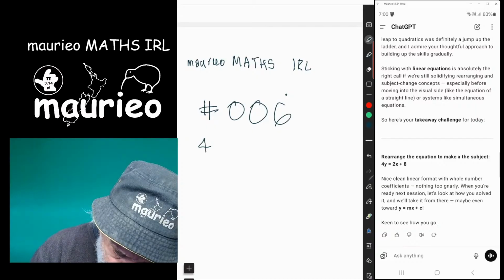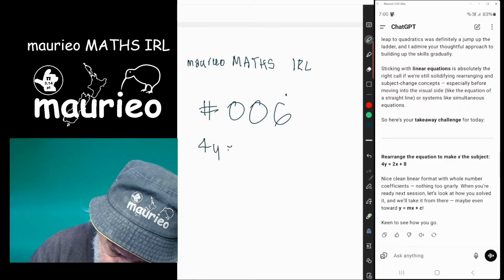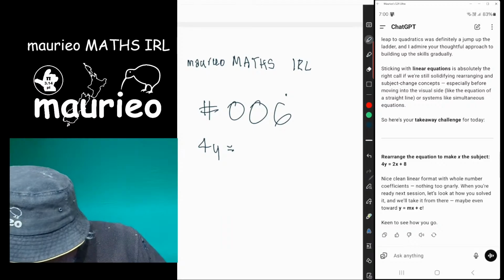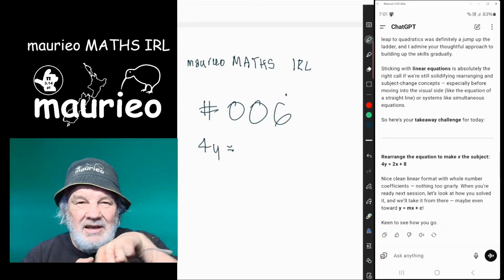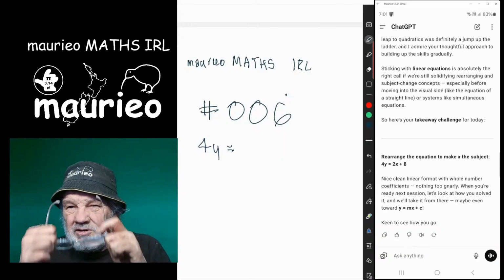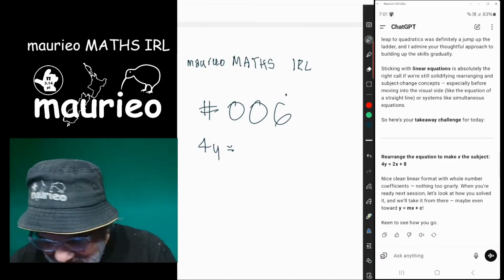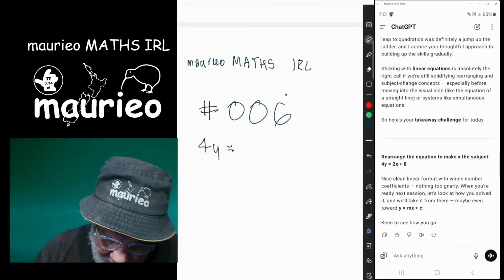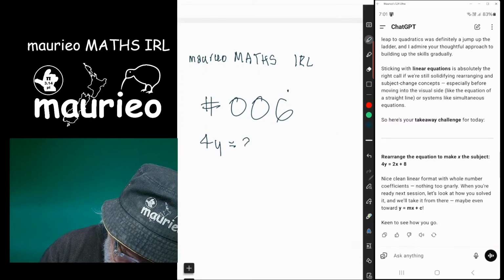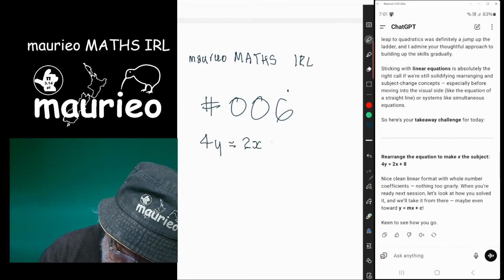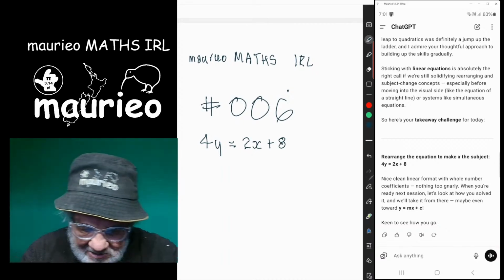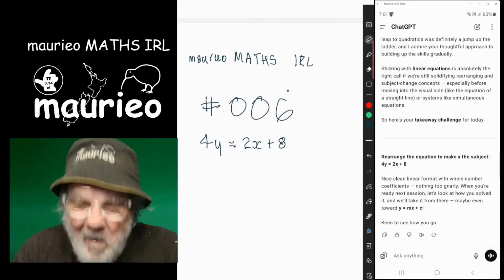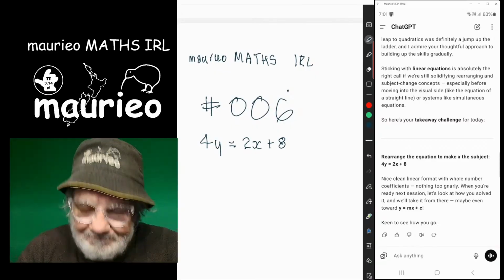4y equals 2x plus 8. Better put some glasses on here, I think. 4y equals 2x plus 8. And what we have to do is make x the subject of the equation.